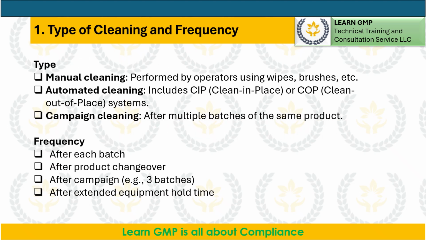Type of cleaning and frequency. Type: manual cleaning, performed by operators using wipes, brushes, etc. Automated cleaning includes CIP, clean in place, or COP, clean out of place systems. Campaign cleaning, after multiple batches of the same product. Frequency: after each batch, after product changeover, after campaign, for example, 3 batches, after extended equipment hold time.